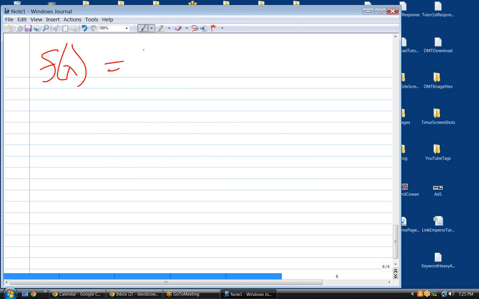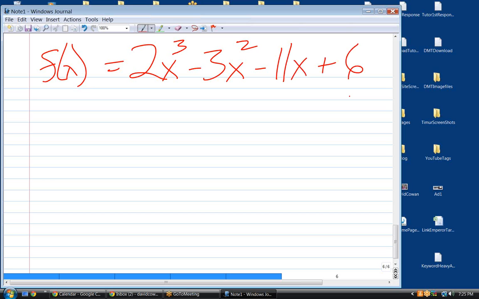2x cubed minus 3x squared minus 11x plus 6. So we have to fully solve this? Yeah. Okay. Like I said, this could be a 20-minute problem.